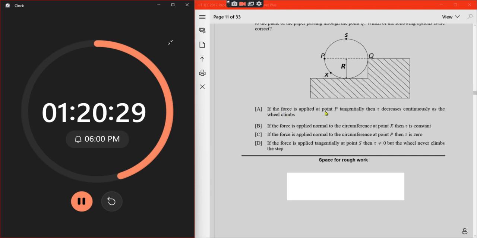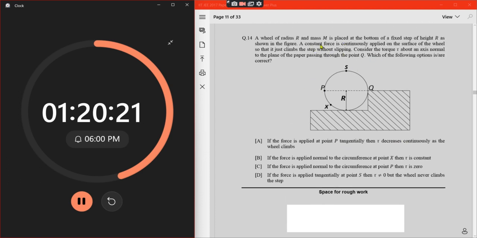अच्छा, if the force is applied at point P tangentially, then tau decreases continuously as the wheel climbs. कांस्टेंट फोर्स, ओके. Assuming friction is quite large, it will just climb the step up without slipping. Think about it. You do need to put in energy for that, which is such that it's like just beating gravity, right? Exactly. Okay, what about the friction though? Yeah, assume it's stuck over there.